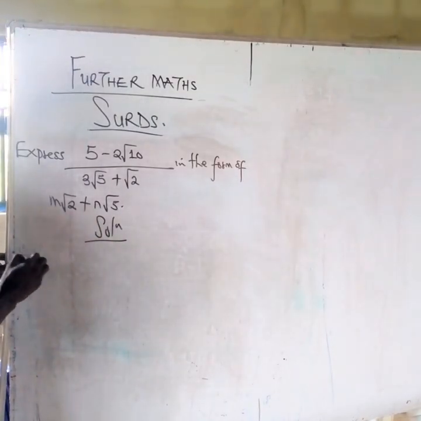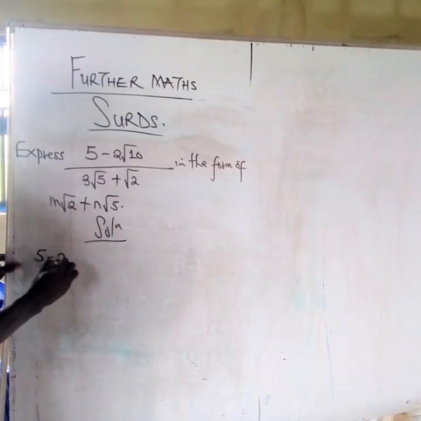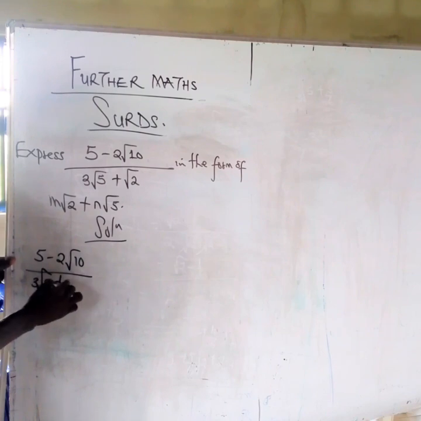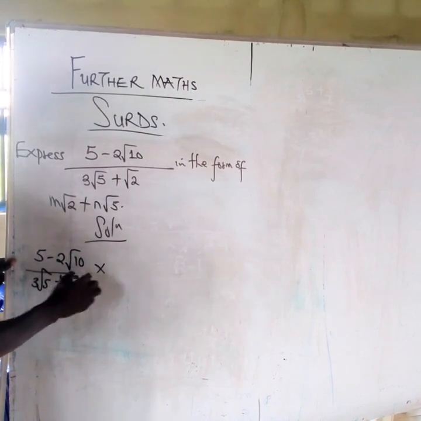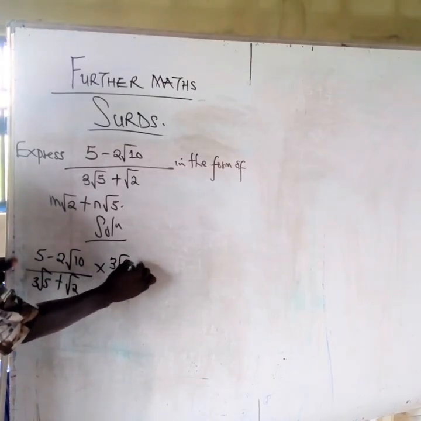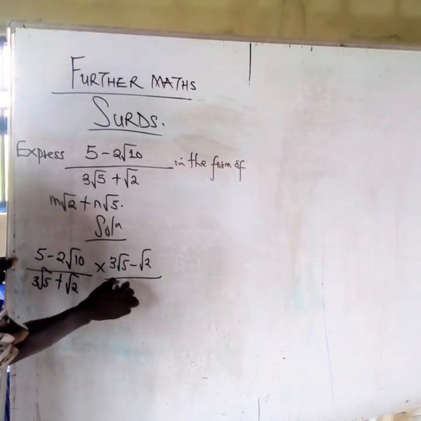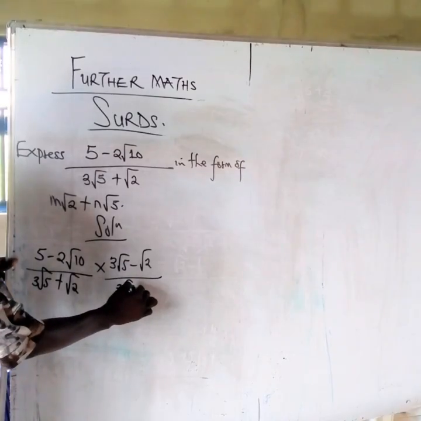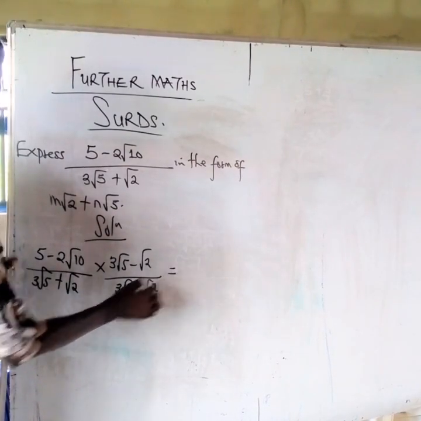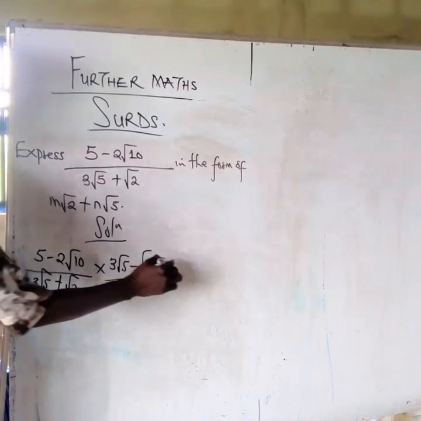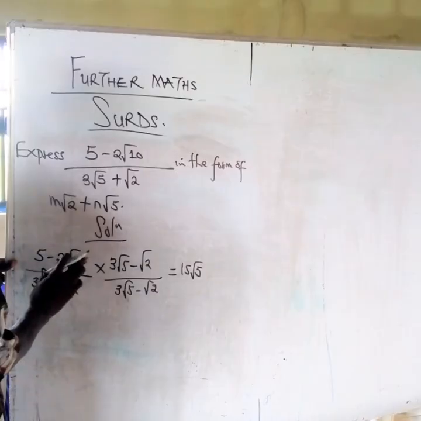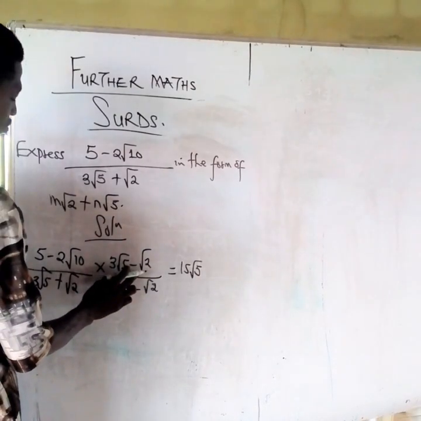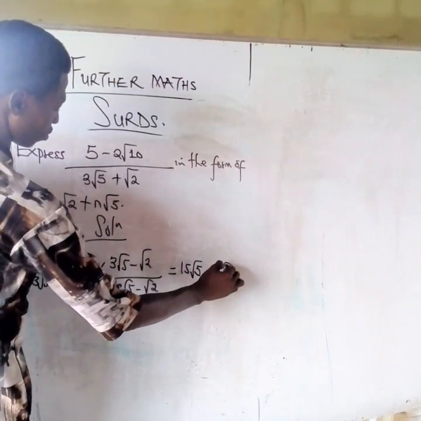So we have 5 minus 2 root 10, all over 3 root 5 plus root 2. Going to multiply up and down by the negative of this. You have 3 root 5 minus root 2. Now 5 times 3 root 5 is 15 root 5. 5 times minus root 2 is minus 5 root 2.